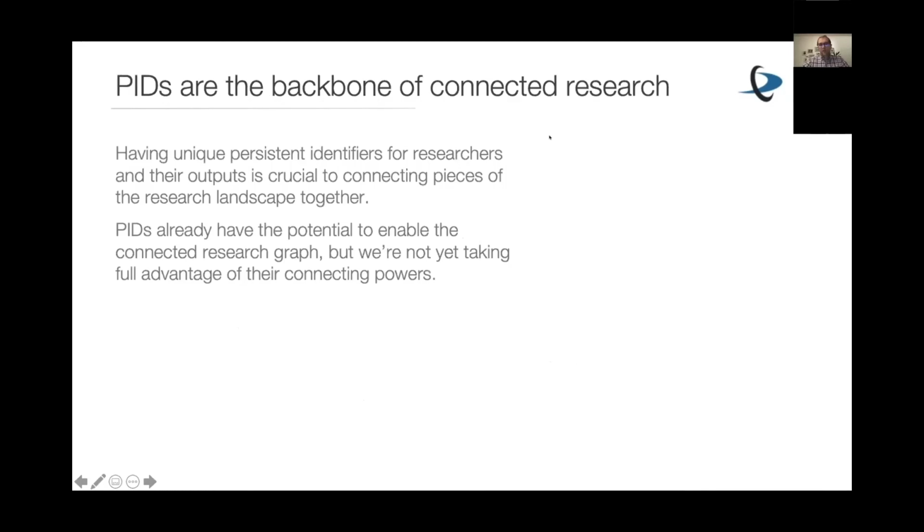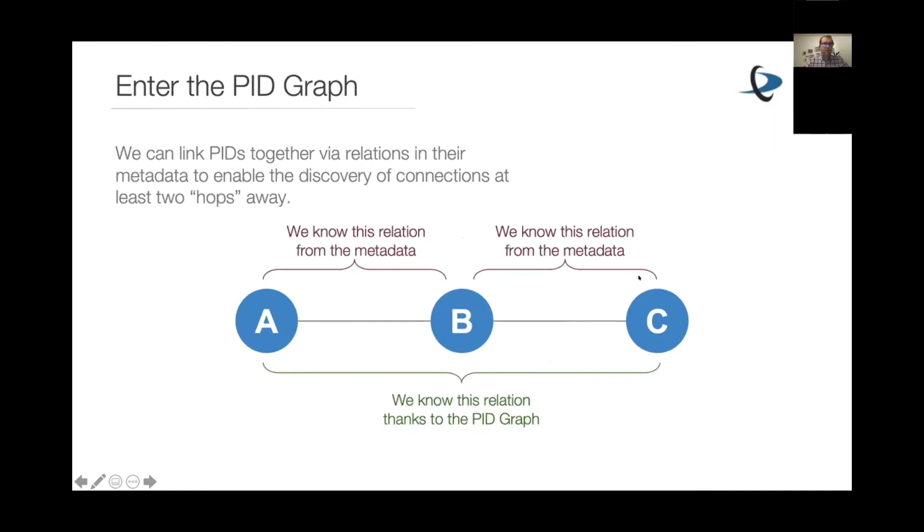Persistent identifiers are the backbone of connected research. Having unique persistent identifiers for researchers and their outputs is crucial to connecting pieces of the research landscape together. Persistent identifiers already have the potential to enable a connected research graph, but we're not yet taking full advantage of the connecting powers between these objects. So this is where we came up with the idea of the PID graph.